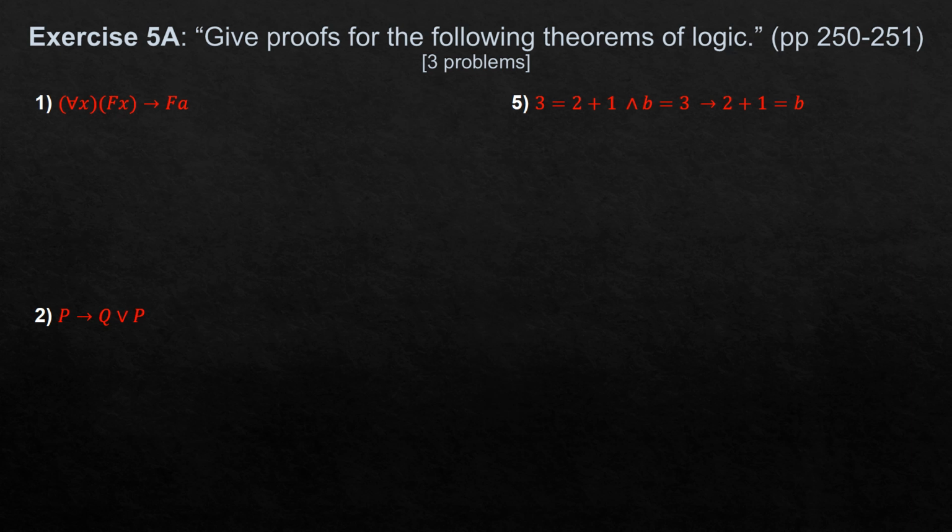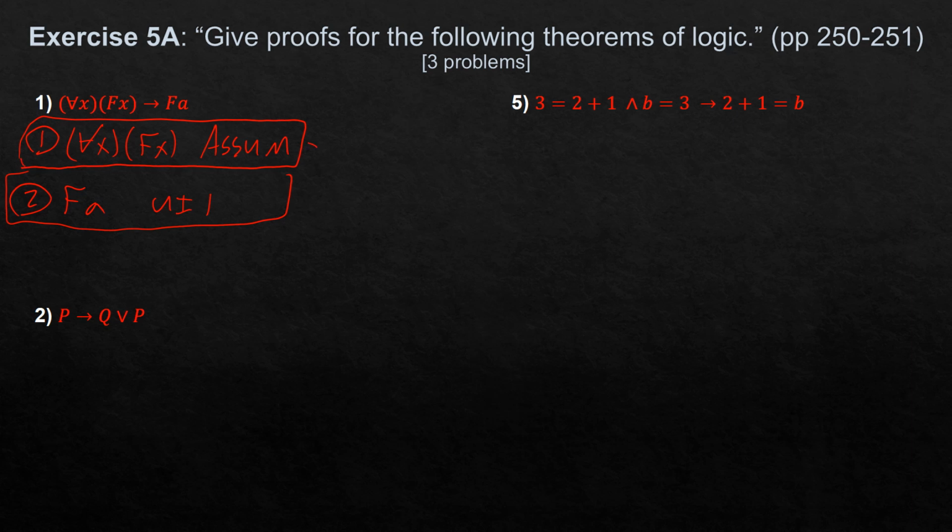It is a conditional, therefore this suggests a conditional proof. Hence, for line 1, we'll just assume for all x, x is an f, by assumption. And then we can instantiate that for line 2. We'll substitute a for x, so this is the universal instantiation of line 1. And we've already reached that consequent, Fa, so outside of quarantine for line 3, therefore it follows for all x, if x is an f, then a is an f, by our conditional proof with lines 1 to 2.